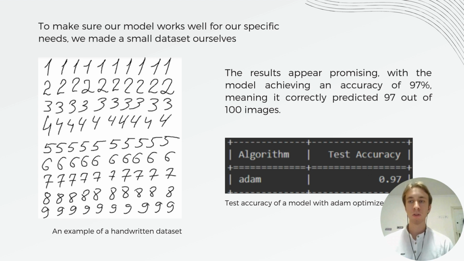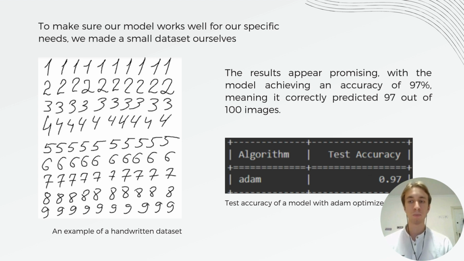To make sure our model works well for our specific needs, we made a small dataset ourselves. The famous MNIST dataset created by American researchers might not catch our handwritten numbers perfectly, so we wanted to see if our model could still understand and categorize our handwritten characters correctly. This way, we could check if our model is flexible and reliable for our purposes and not just for standard datasets. The test dataset consists of 100 hidden numbers from 0 to 9.